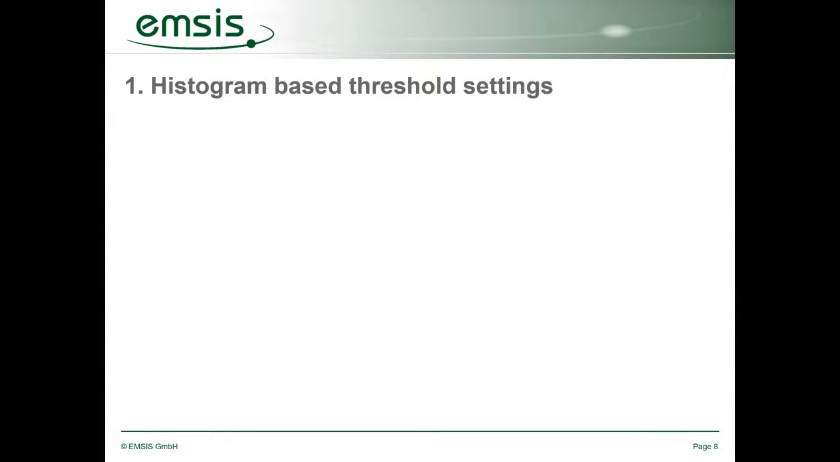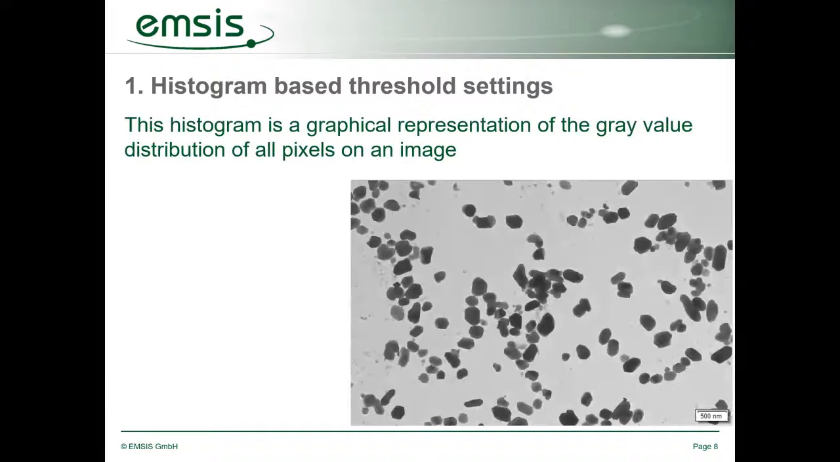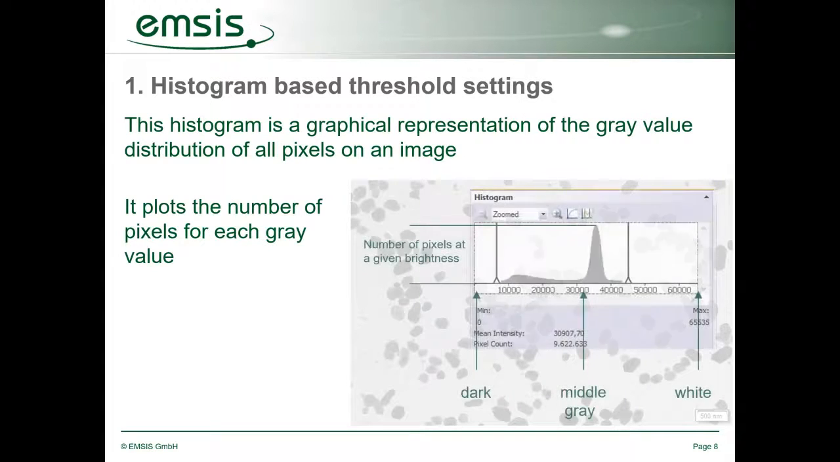Coming back to the histogram-based threshold setting, a histogram, like we use it here, is a graphical representation of the gray value distribution of all pixels on your image. It just plots the number of pixels for each gray value into this diagram, and it gives you a characteristic shape of your image. You can easily identify two maxima here, one in the brighter part and one in the darker part.